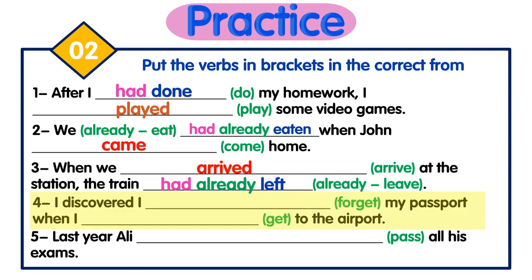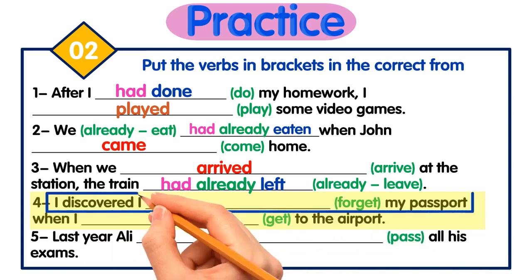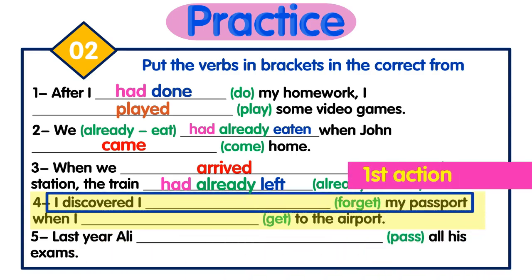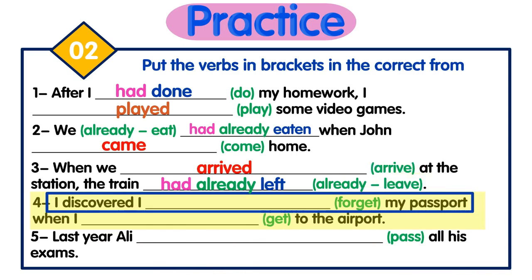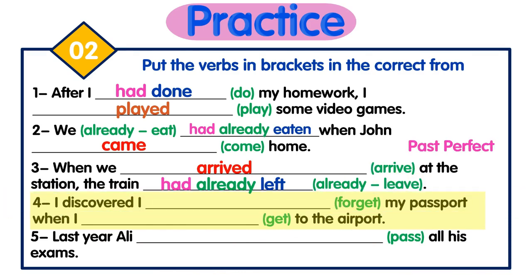Sentence number 4. I discovered I forget my passport when I get to the airport. So this sentence here, I discovered I forget my passport, is the first action. And in the first action, we usually use the past perfect. So I'm going to say, I discovered I had forgotten my passport. The verb get, we need to put it in the simple past, automatically speaking. And also remember, we have when here. So when is always followed by the simple past. So we're going to say, when I got to the airport.